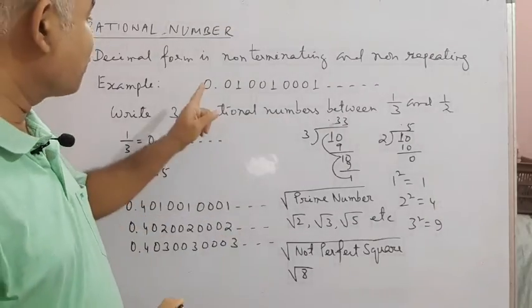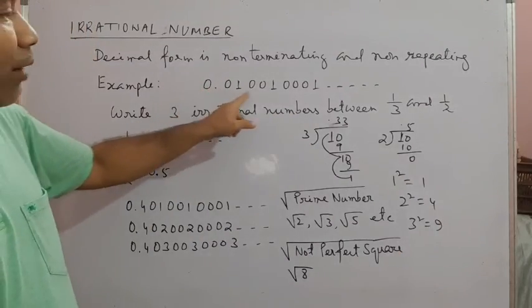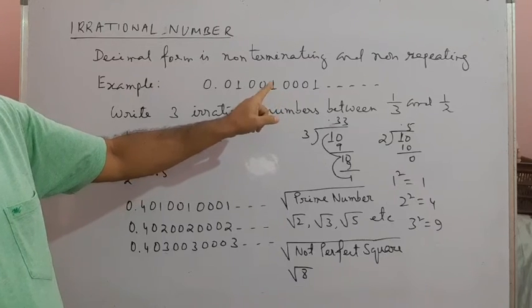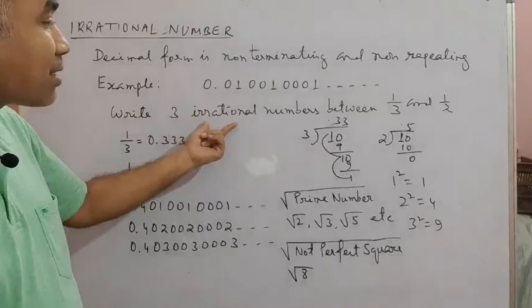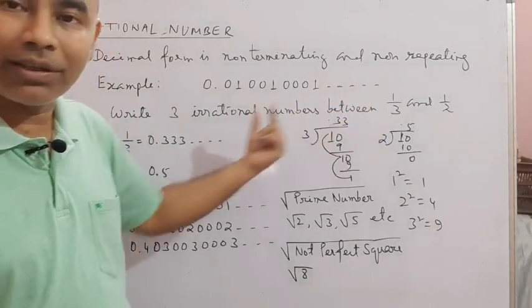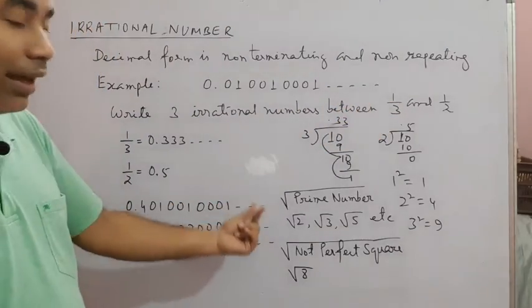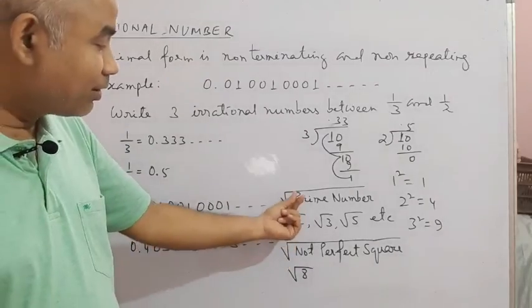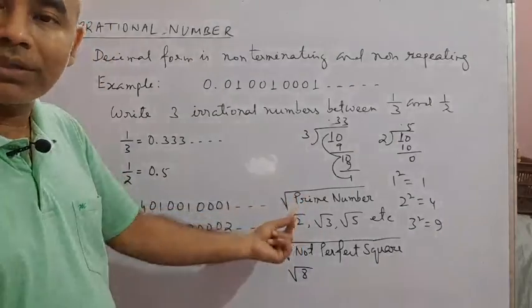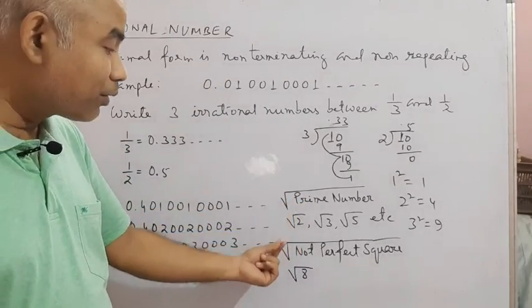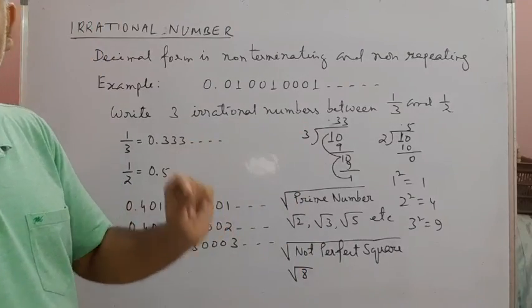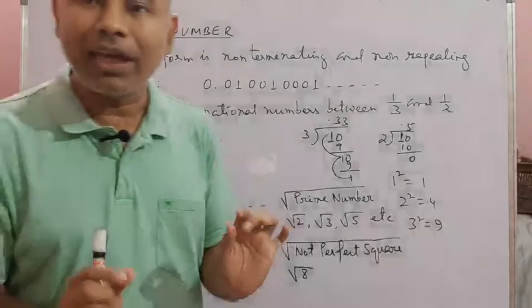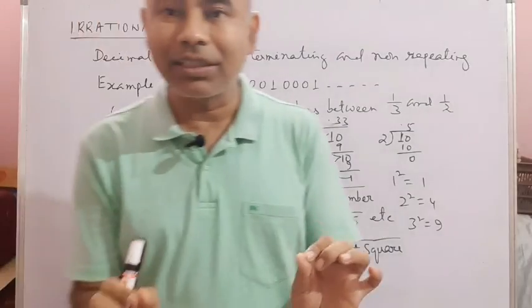So how to write a non-terminating, non-repeating decimal, that means an example of irrational number, and how to write some given irrational numbers between two given numbers, that I explained here. And some examples of irrational numbers: square root of a prime number is always irrational, and square root of a number which is not a perfect square is also always irrational. So this is the introduction part of irrational numbers.